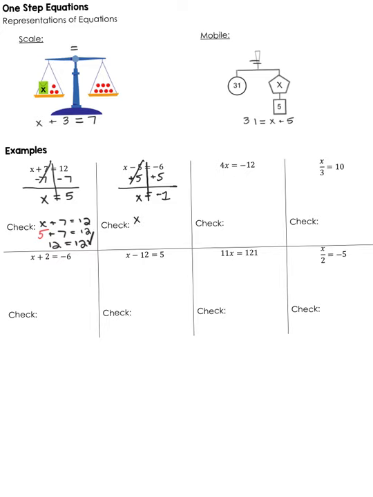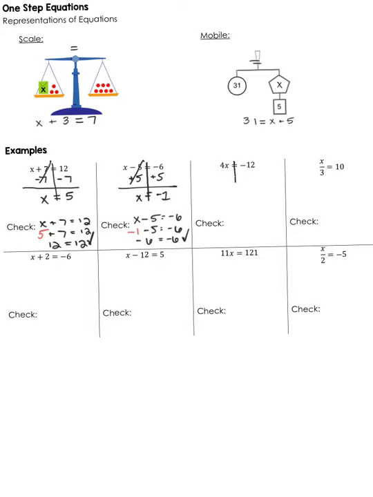To check my work, I go back to my original equation. Where my equation has x, I substitute the answer that I got, and I need to make sure this is balanced on both sides. Negative 1 minus 5 is negative 6. So my equation is correct. It would be balanced when x equals negative 1.